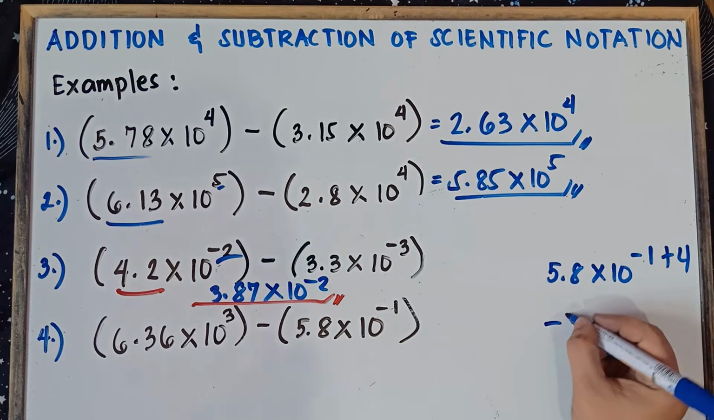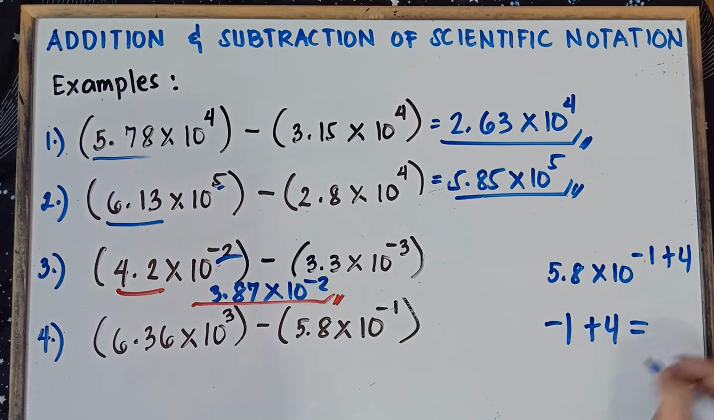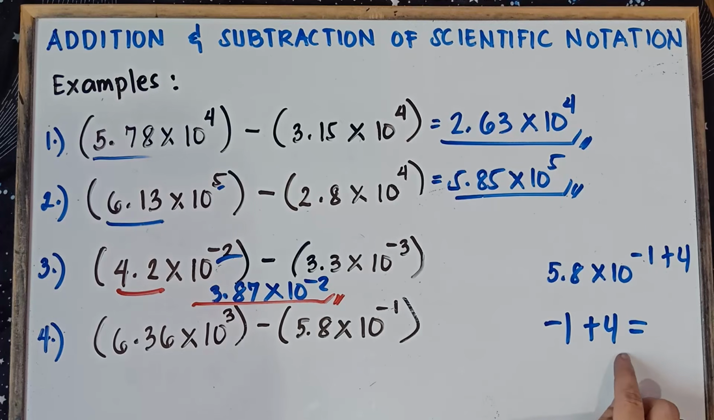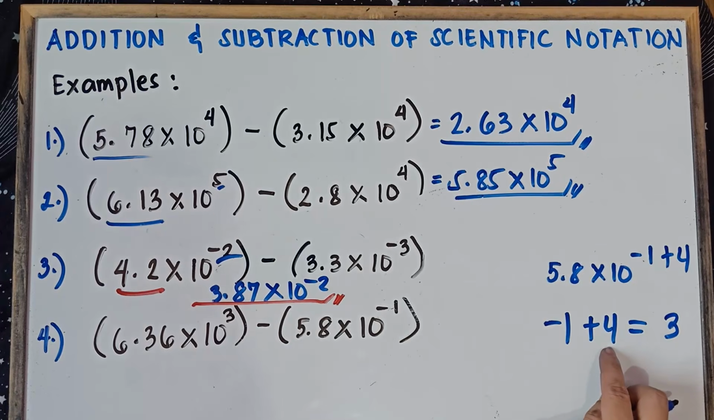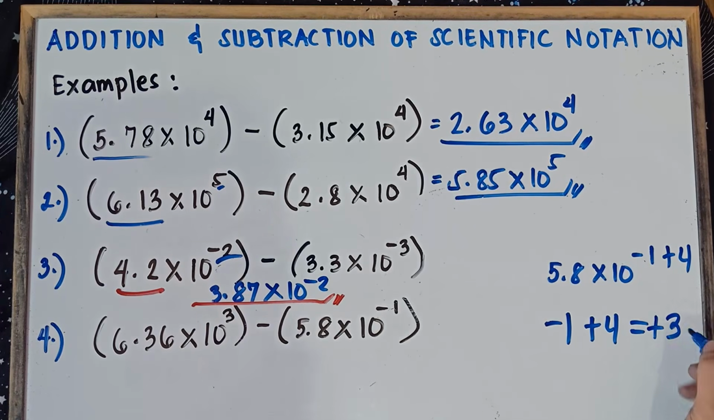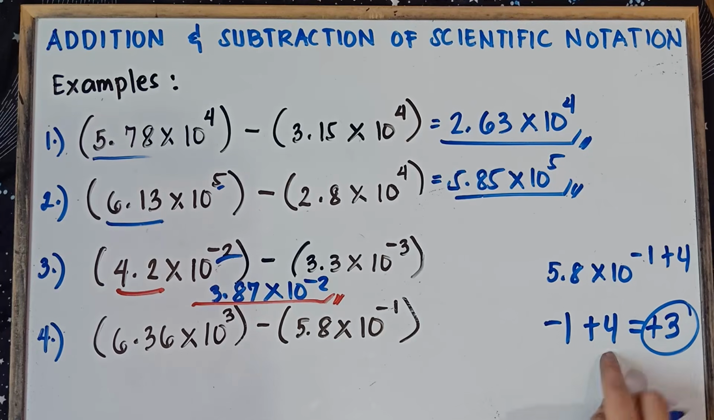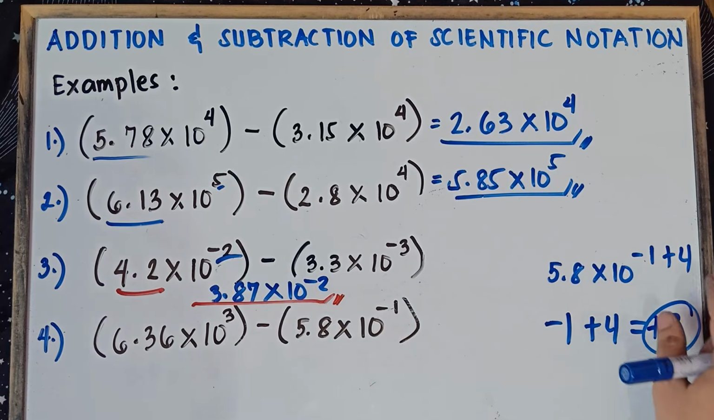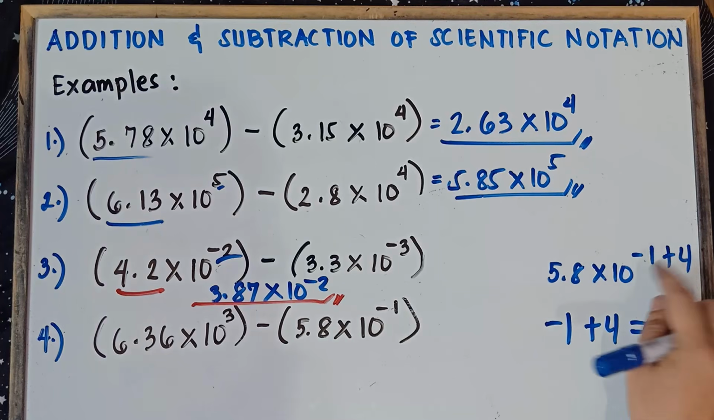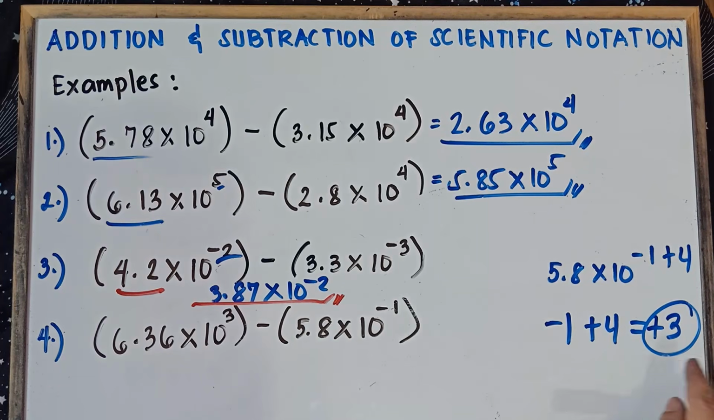Once again, class, negative 1 plus 4. If the signs are not the same, you subtract 4 minus 1, that's 3. Now, since 4 is greater than 1, we copy the sign. Therefore, negative 1 plus 4, the answer is positive 3. Once again, to make this negative 1 become positive 3, we need to add 4.